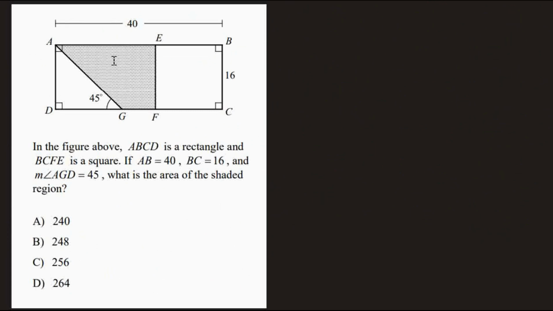In the figure above, ABCD is a rectangle and BCFE is a square. If AB is 40 and BC is 16 and angle AGD is 45, what is the area of the shaded region? You may pause for a while and try to do it, and then we can see the discussion together.